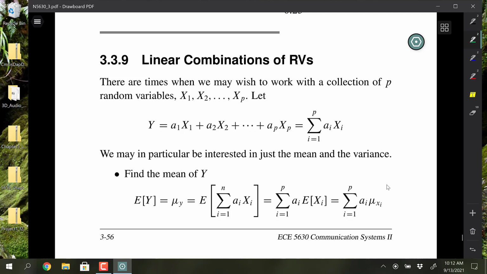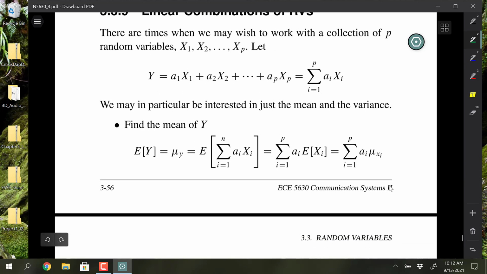If you don't care to work with PDFs, and very frequently we don't need the PDF, we just need to work with moments. So if we're working with a sum, a linear combination of p random variables, that might be a detector quantity in some multi-channel receiver or diversity combining receiver. That's where I can think of this showing up, where you're going to have diversity combining in a channel. So then you can characterize the mean and the variance.